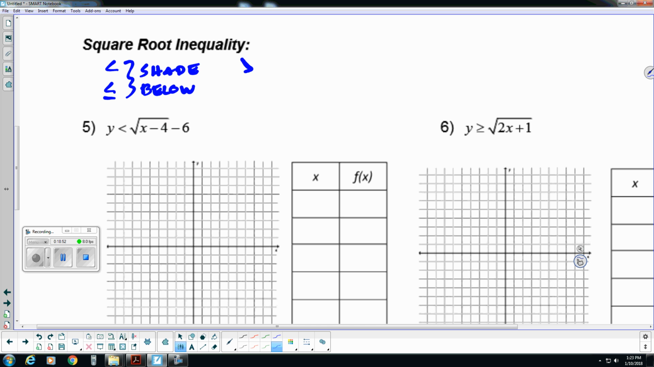If you have one of the two greater than symbols, you're going to shade above. So again, those two rules haven't changed. This also hasn't changed.